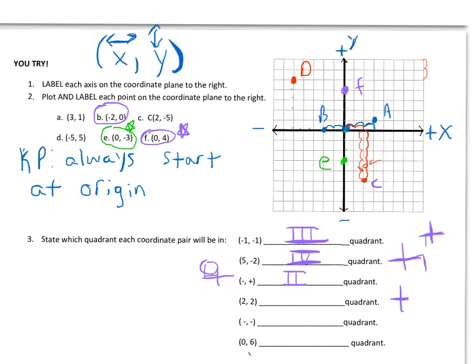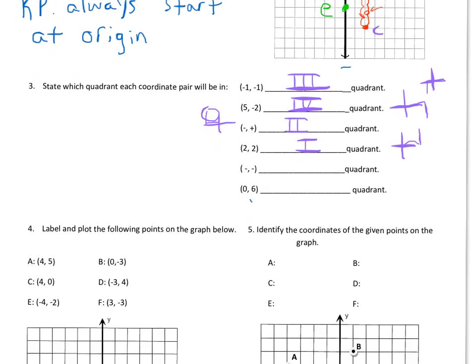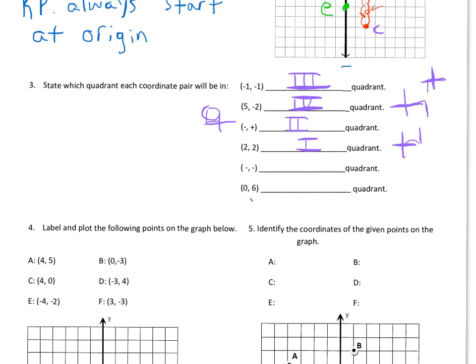All right, next one, a 2, 2. So I go right 2, and then up 2. That's going to put me in quadrant number 1. Okay. Next one is a negative and a negative, and I know that would tell me to go left and then down, so that puts me in quadrant number 3. And finally, I have 0, 6. Okay, so I don't move left and right, and then I just move up 6. And because that is on an axis, we say none.